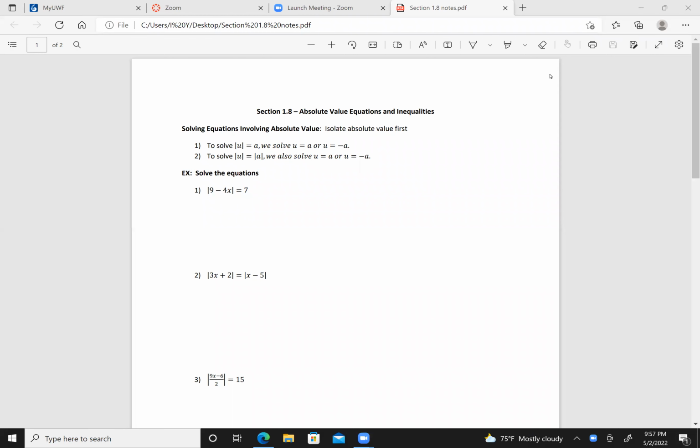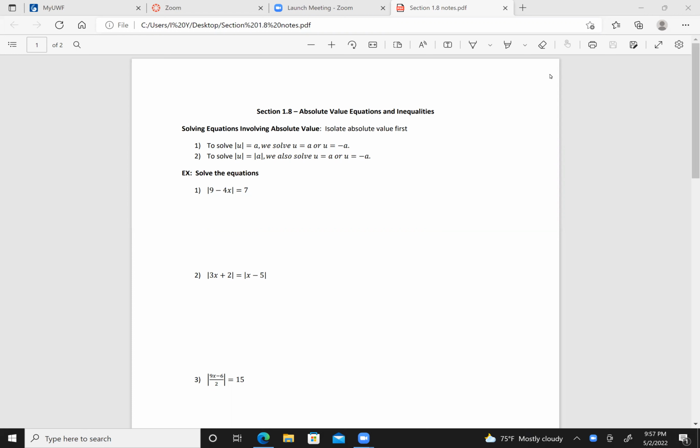Okay, so today we're going to do section 1.8 and talk about absolute value equations and inequalities. So, solving equations involving absolute value. First step is to isolate the absolute value first.